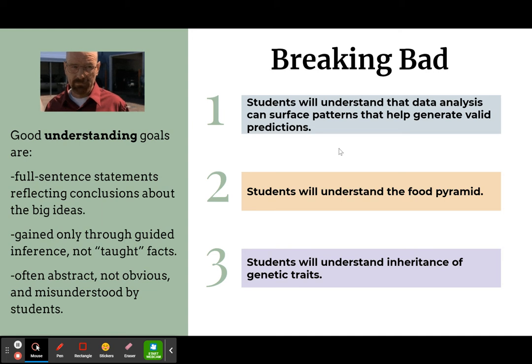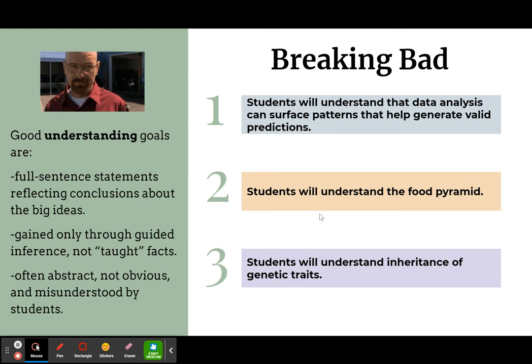Students will understand that data analysis can surface patterns that help generate valid predictions. So that's something that they could conclude over the course of the unit. And it's something that they wouldn't necessarily be explicitly taught. It would be surfaced through guided inference over the course of a unit.